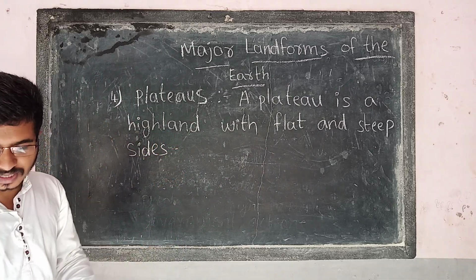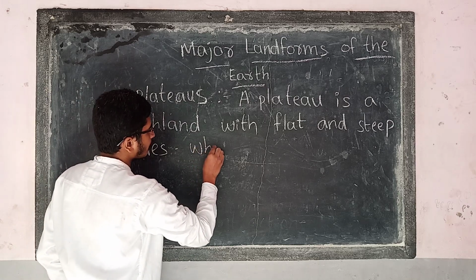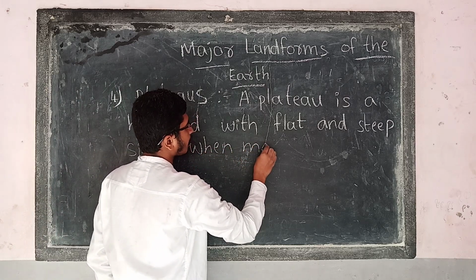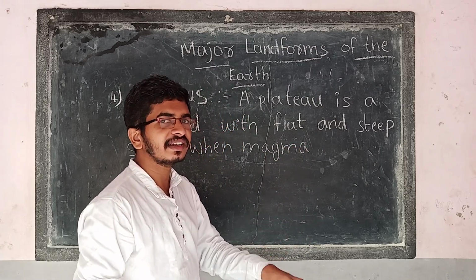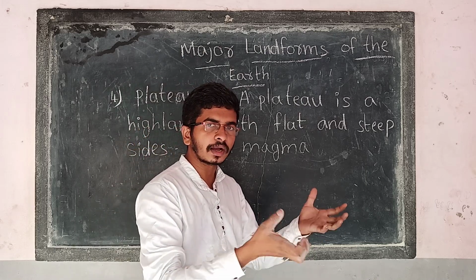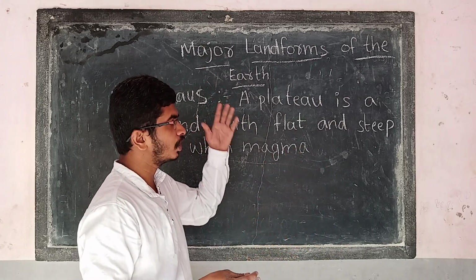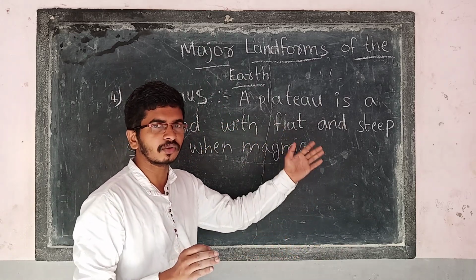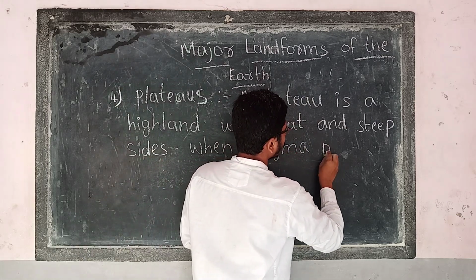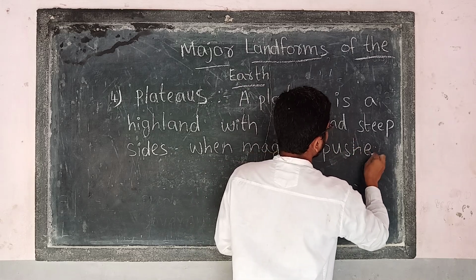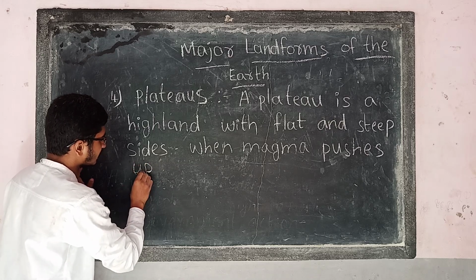Now how will the steep sides form? When magma pushes up towards the surface. Magma is like lava, under the earth it is very hot, somewhat red, and it will come upside. Third class students should listen multiple times, you have to be focused. When magma pushes upward, third, fourth, fifth, all the classes can see the video.